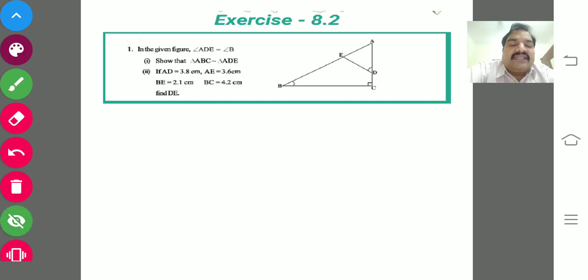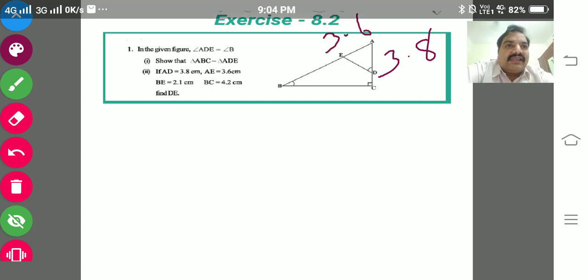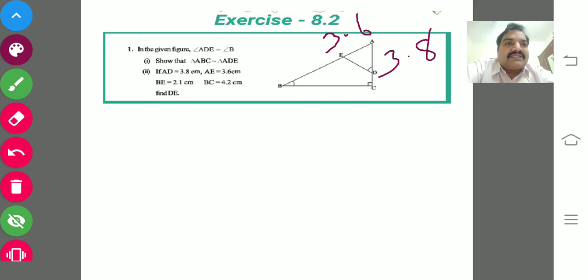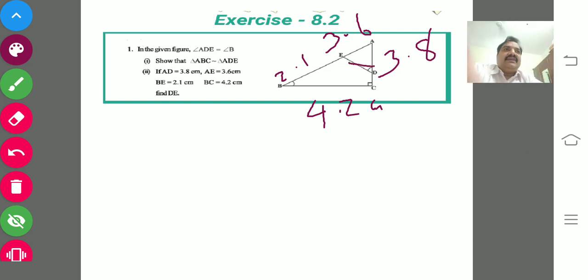What is the second question? If AD equals 3.8, yes, in this triangle the values are given. This is 3.8 and AE is 3.6, and BE equals 2.1 centimeters and BC equals 4.2 centimeters. So what are you going to find? DE. Yes. So definitely you will get a little bit confused. How will we reach our destination? So you just think about it.